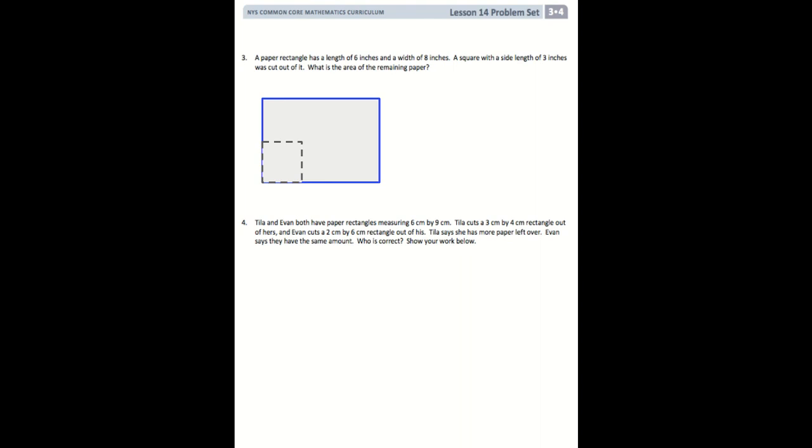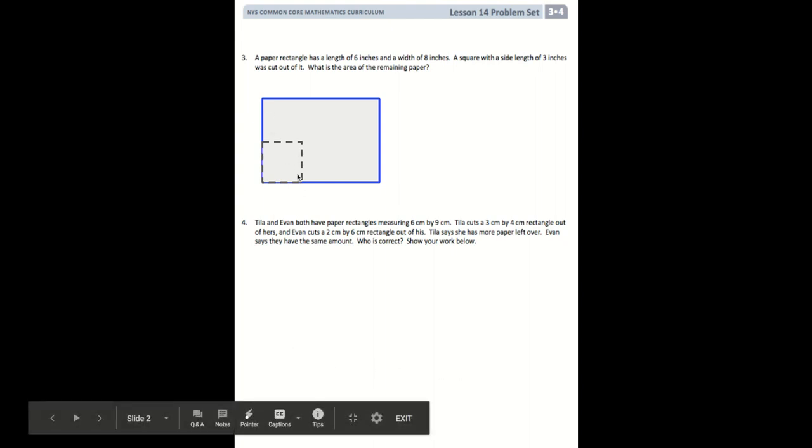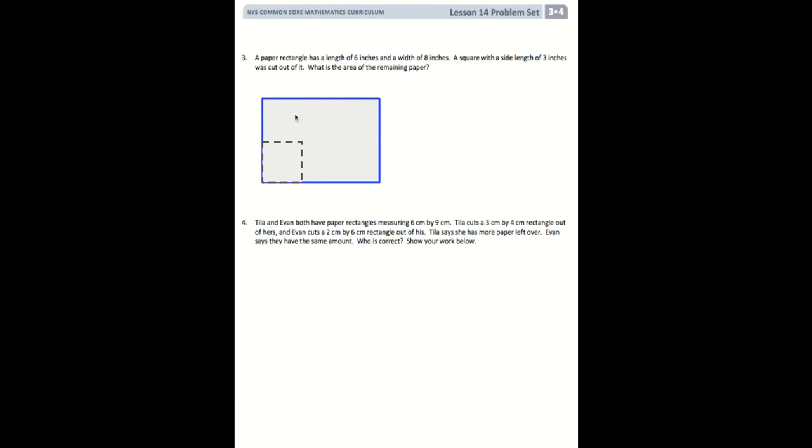So number 3, it says a paper rectangle has a length of 6 inches and a width of 8 inches. A square with a side length of 3 inches was cut out. So that's this right here. What is the area of the remaining paper? So we want to find the area of all of this because this was cut out. So all of that. So we have 8 inches at the top, 6 inches here, so 6 and 8. It says it was cut, 3 inches was cut out. So 3 inches and 3 inches was cut out.